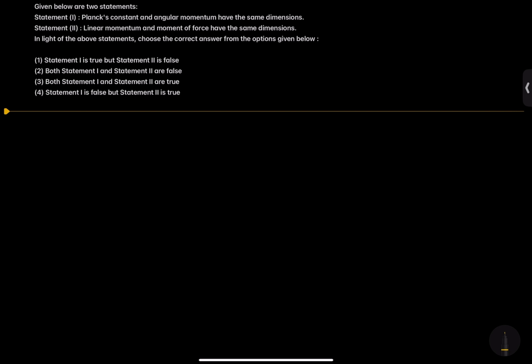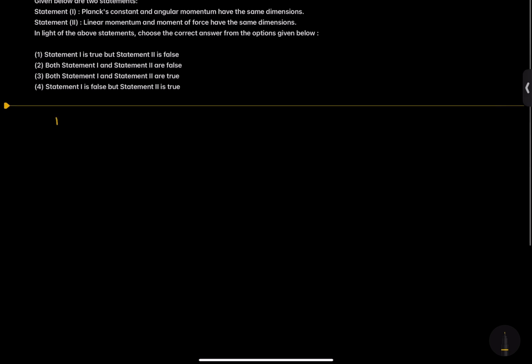First, let's analyze the dimensions of Planck's constant and angular momentum. The formula for Planck's constant is h, and its dimensions come from the equation E = hν. The dimensions for energy are M L² T⁻², and those for frequency are T⁻¹. So h is equal to, you bring that T⁻¹ to the other side, M L² T⁻¹.